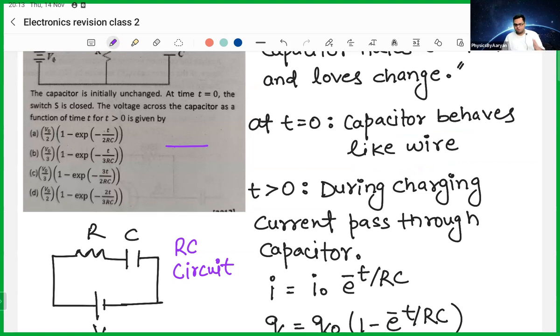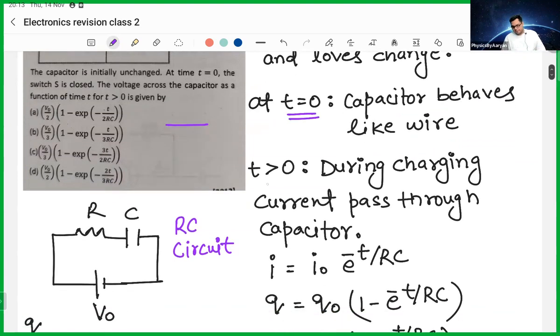Current is flowing. So now I am not at t equals 0. I am at t greater than 0. So when I am at t greater than 0, basically the capacitor is charging. So let's say your phone is charging. So when the phone is charging, the current is flowing in the circuit.